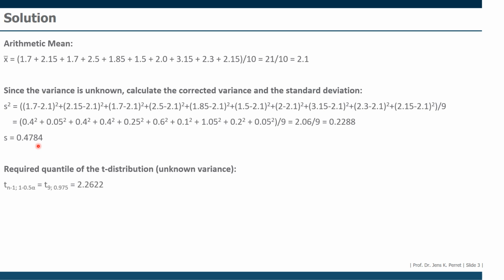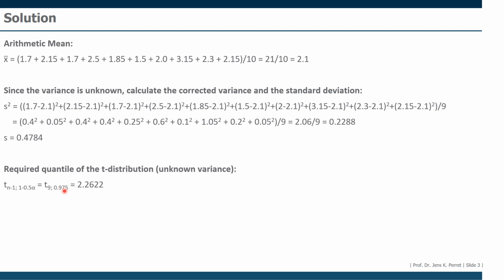So how do we get this? Well, we always determine this one as t with n minus 1 and then 1 minus 1/2 alpha. n we know is 10, so here we're looking for 9. And we also have a 95% confidence interval, so our margin of error is 5%. So we would enter an alpha of 5% or of 0.05 here, which then gives us a value of 0.975.